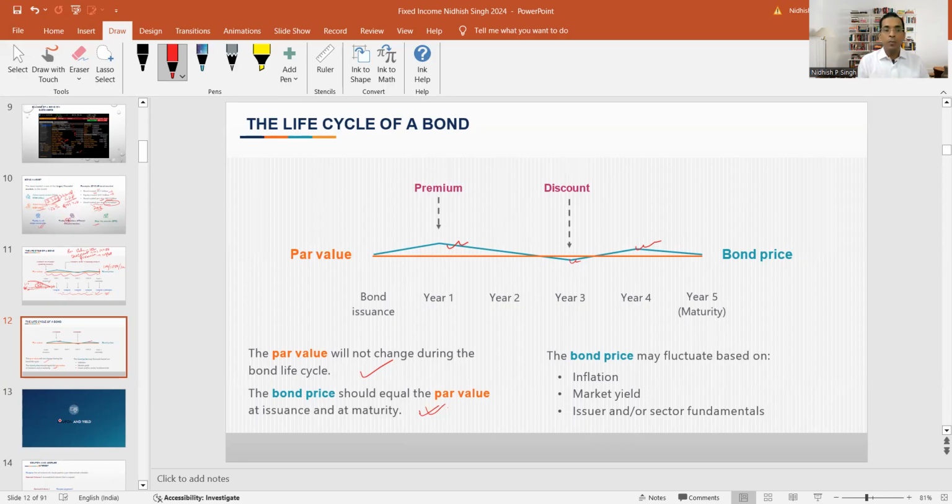So in the next topic, we are going to talk in more detail about how the coupon and yield interact with each other.